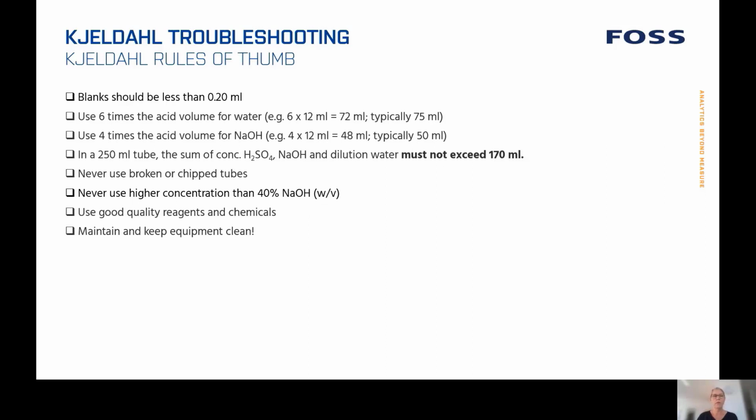Some rules of thumb for Kjeldahl analysis. The blank should be less than 0.2 milliliter. You should use 6 times the acid volume for water. You should use 4 times the acid volume for sodium hydroxide. And in the 250 milliliter tubes, the sum of the concentrated sulfuric acid, the sodium hydroxide, and the water used for dilution of the sample should not exceed 117 milliliter.